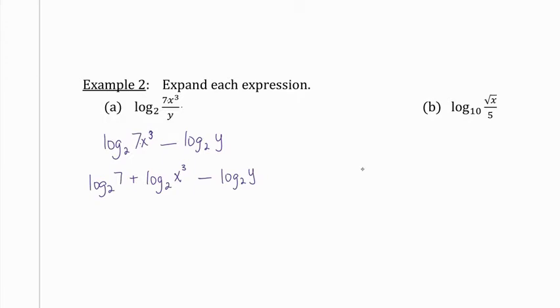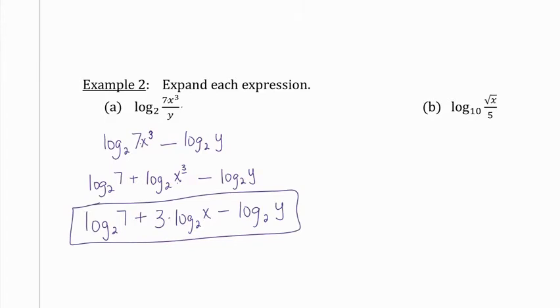Okay, and then lastly, I've got an x cubed, so that exponent can go out in the front. So I'm going to make this log base 2 of 7 plus, I'm going to take that x cubed and put the 3 out in front, 3 times log base 2 of x, minus log base 2 of y. Okay, that's as much expanding as we can do. And basically the way you know it's expanded is that the thing you're taking the logarithm of is just one single term. So just a 7, just the x, and just the y, right? So there's our completely expanded expression.